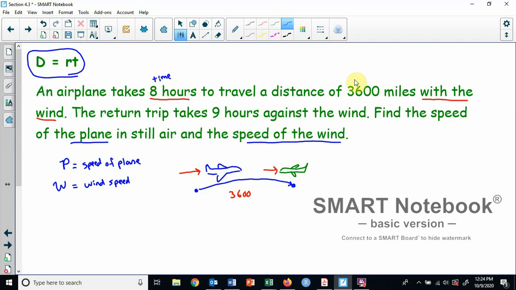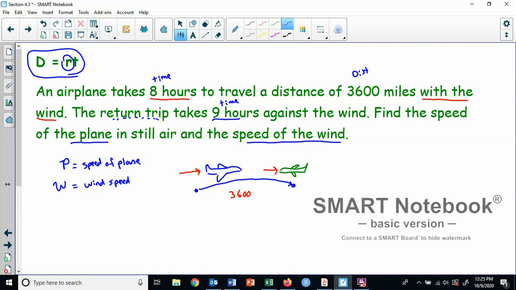We traveled 3,600 miles, that's our distance. And we don't know the rate, how fast we went. And that was with the wind. Against the wind, we have the time. And they don't tell me the distance, but it's a return trip. It's the same trip backwards, so I know the distance is also 3,600 miles.